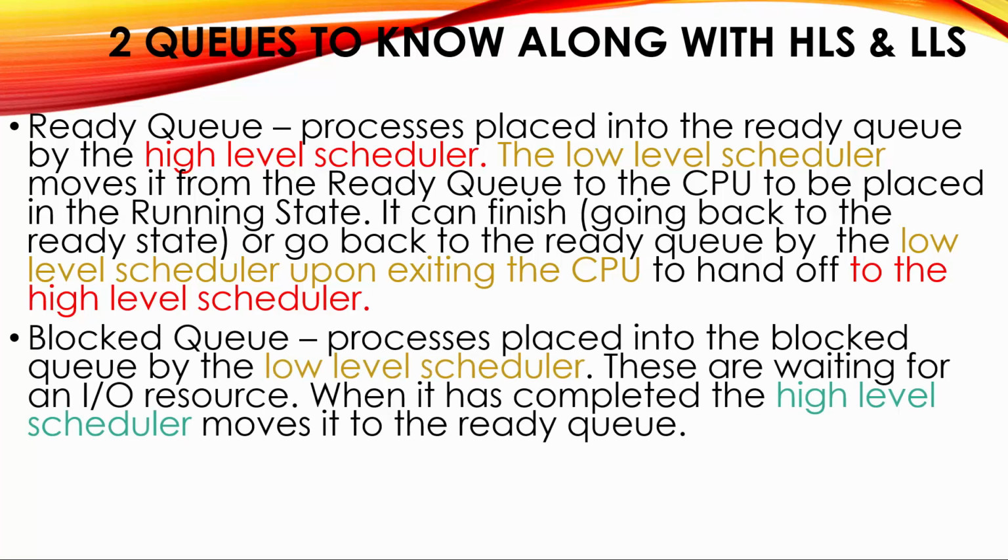Now the blocked queue, that's about the block state. Processes placed into the block queue, this is done by the low level scheduler. These are waiting for the input output resource. It's waiting for input by the user. Now when it has completed, the high level scheduler picks it up and moves that process from the block state back into the ready queue, which is the ready state.